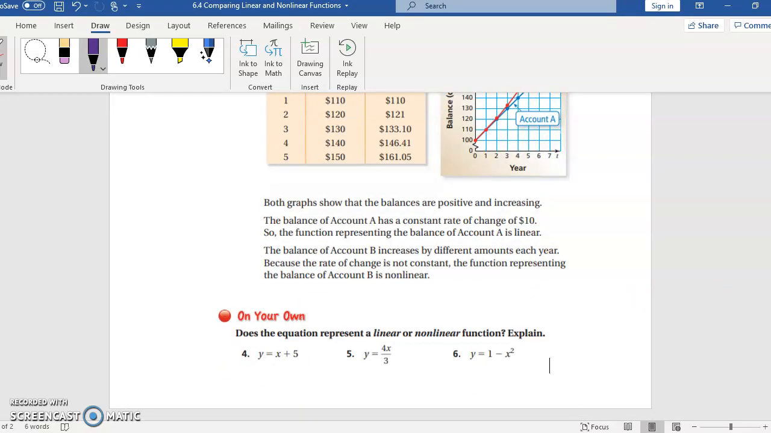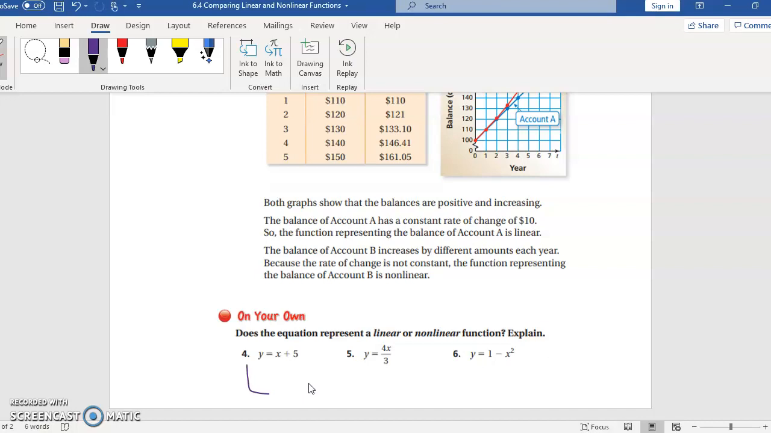Okay, let's look at which of these are linear. Again, if you want to try these on your own, stop the video now, and you can check them when you get finished. Number 4 is already in y equals mx plus b form, so this would be linear.